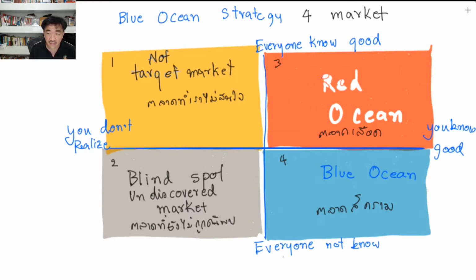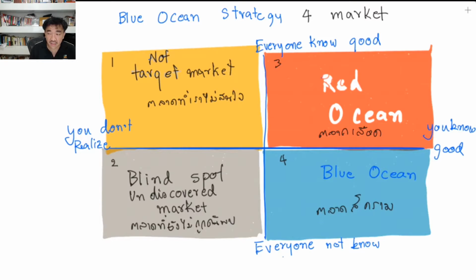The second is the blind spot, or undiscovered market. It's the market that has not yet been discovered by anyone. You are not focused on it, and other people are not focused on it either. So it's a blind spot. And the third market is what we call the red ocean, the market that everyone thinks is good and you think is good too, but it's actually a lot of competition and you need to be the best to be able to win the market.